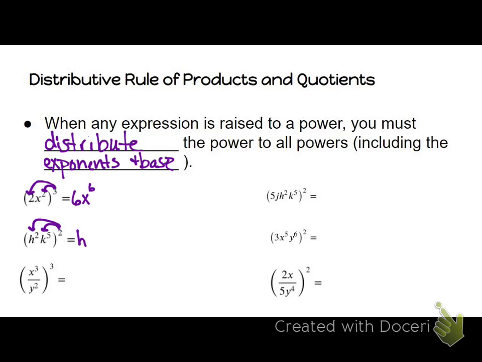Would be h to the... 4. Good. Then, and k, 20. What's 5 times 2? Oh, 10. Nice.